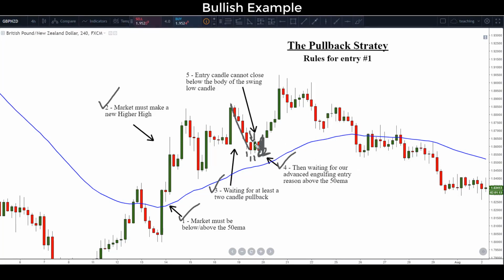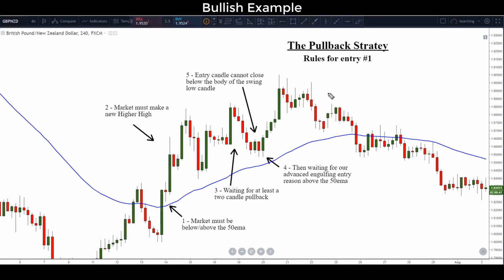The last question we have to ask ourselves is, does the close of our entry candle right here go above the body of the previous swing high right here? Obviously the answer to that question is no, so we can check off rule number 5, and we have a valid entry reason number 1 for the pullback strategy in the bullish direction.